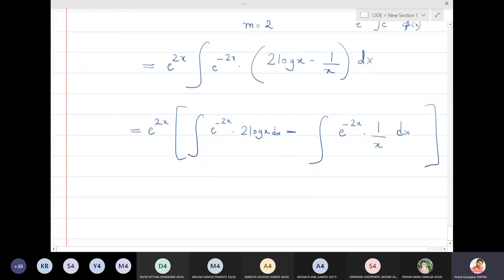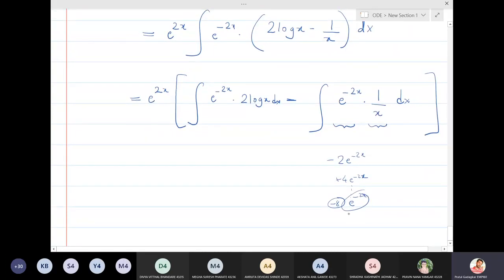Okay, now if I look at this particular term e raised to minus 2x and 1 upon x, we know that the derivative of e raised to minus 2x will be minus 2 e raised to minus 2x, plus 4 e raised to minus 2x, and so on. So it will always remain e raised to minus 2x with some constant. My 4 will become minus 8 and so on. So that 2 will go on multiplying. When I go on taking many derivatives of this, it will never become 0. So it will not be easy here, this is one problem.